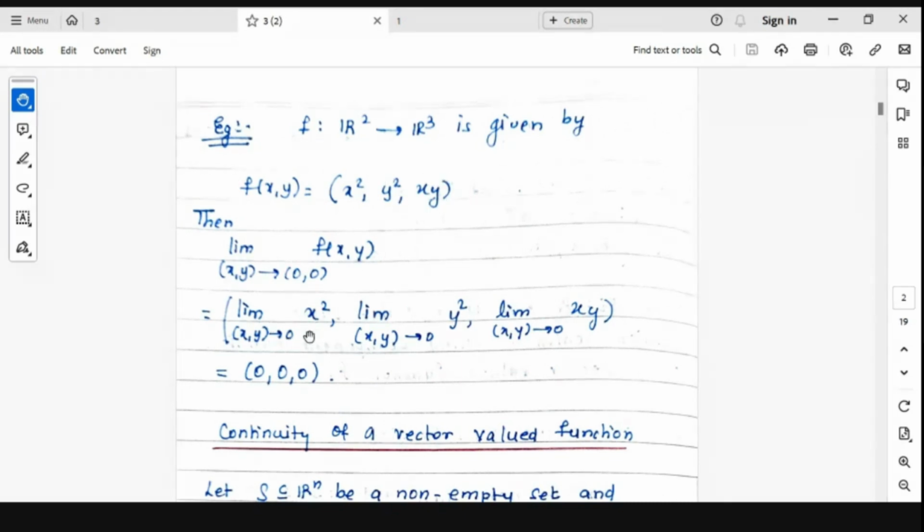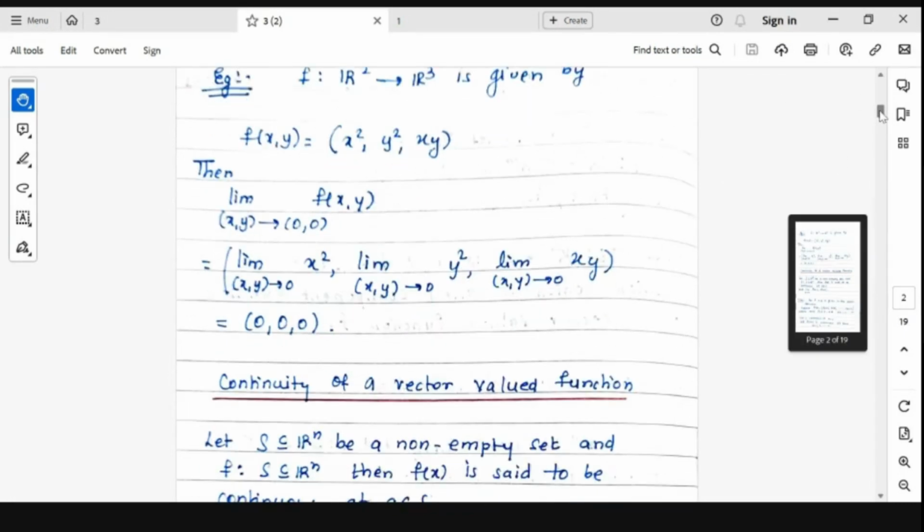So what you have to do is just evaluate the limit of these functions at (0, 0). The limit as (x, y) approaches (0, 0) of x^2 turns out to be 0. The limit of y^2 turns out to be 0. And the limit of xy also turns out to be 0. And that's how you can evaluate the limit of a vector valued function.